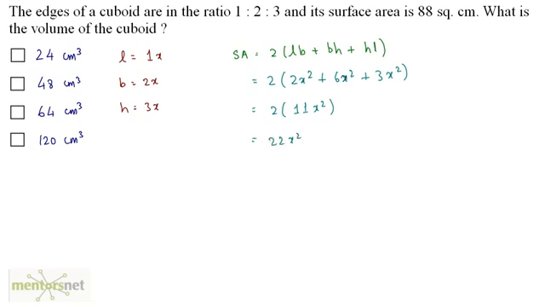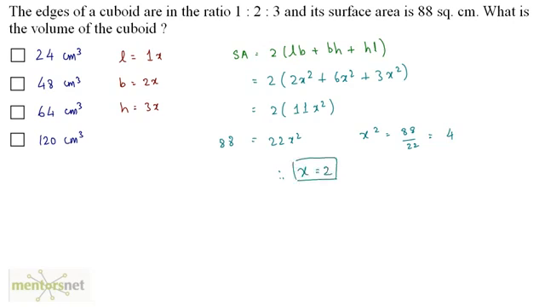Well, we have been given the surface area, that's 88. Okay, so we can calculate x square. So x square is equals to 88 by 22, and that is 4. Therefore x is equals to under root of 4. Therefore I can say x is equals to 2.